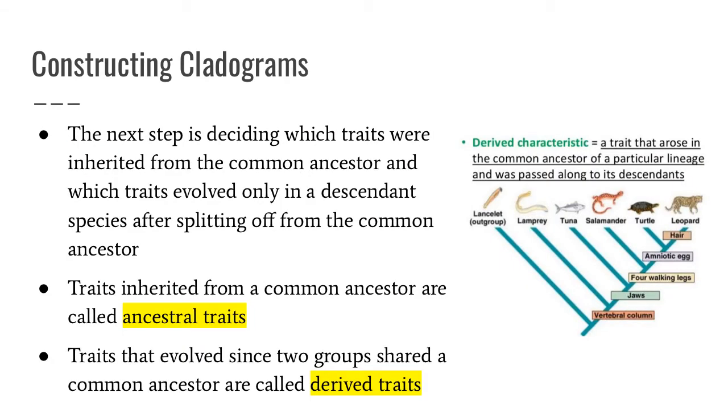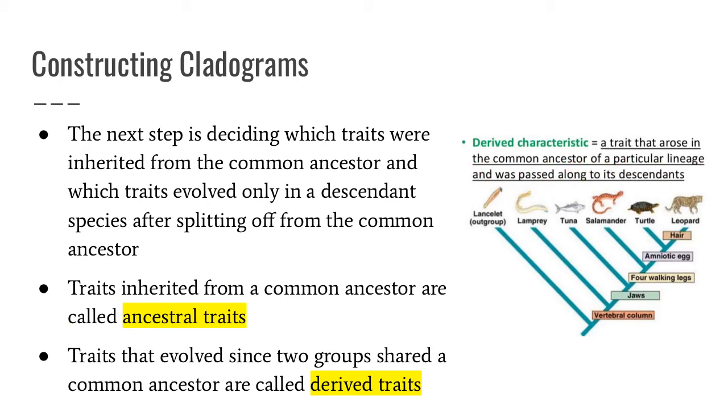As we go and we want to construct a cladogram, we want to decide which traits were inherited from the common ancestor and which traits evolved only in a descendant species after splitting off from the common ancestor. So we have two different types of traits, the ancestral traits and the derived traits. Traits inherited from a common ancestor are called ancestral traits. And derived traits are the traits that evolved since two groups shared a common ancestor. Sometimes we call those derived characteristics, or a trait that arose in the common ancestor of a particular lineage and was passed along.